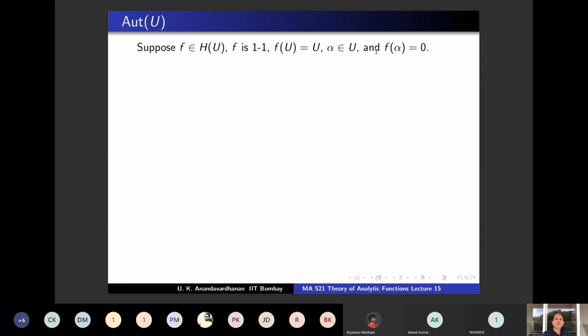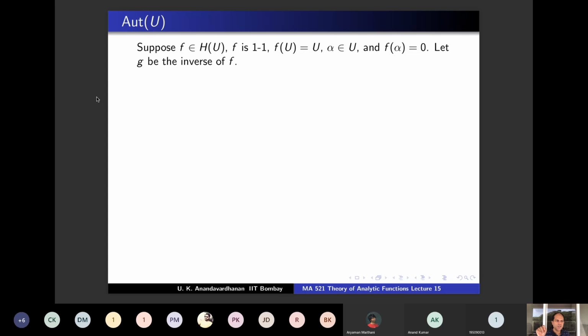So there is a unique alpha such that f of alpha is 0. So pick that alpha. So now we are in good shape. Let G be the inverse of f. Why is there an inverse? Because f is 1-1, f is never vanishing on U.